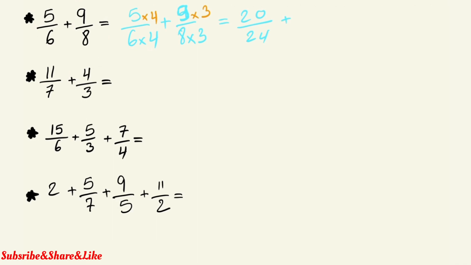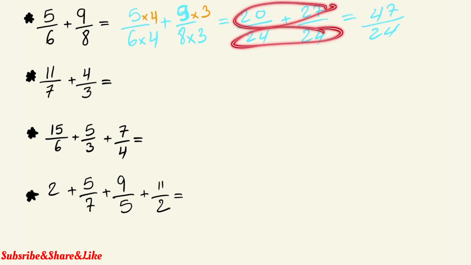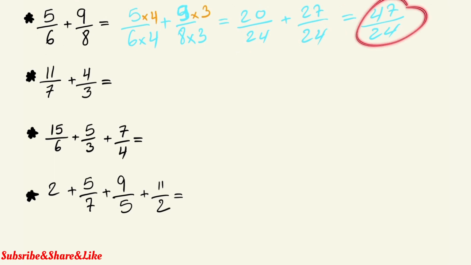plus 27 over 24. So we add the tops, and the bottom we don't add. We keep just the number 24. We don't add those numbers. So it's going to be 47 over 24. Don't make a mistake: after doing this you add the tops together, and putting 48 is wrong. This is the answer because on the bottom you just put the same number. This is just one number.